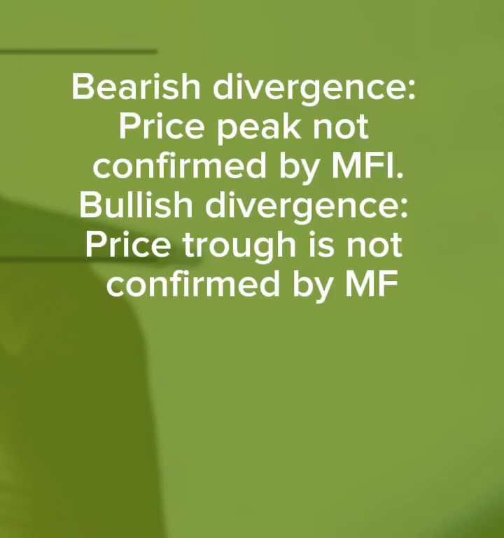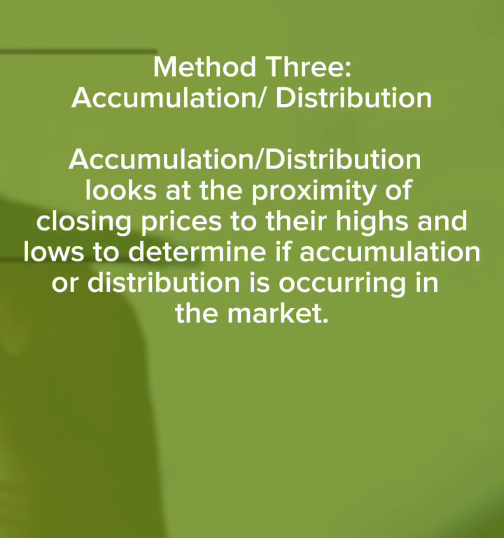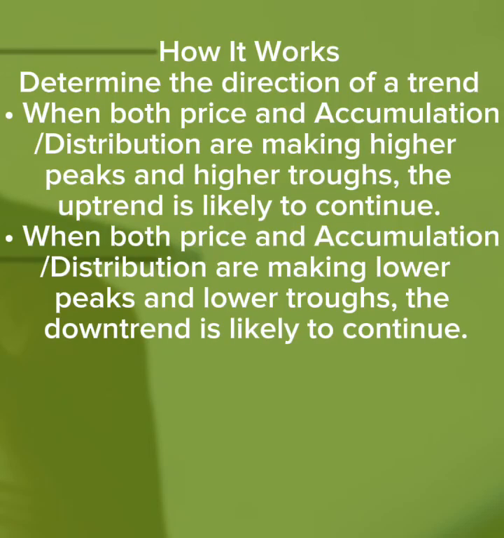Bearish divergence. Price peak not confirmed by MFI. Bullish divergence. Price trough is not confirmed by MFI. Method 3, Accumulation Distribution. It looks at the proximity of closing prices to their highs and lows to determine if accumulation or distribution is occurring in the market. How it works.